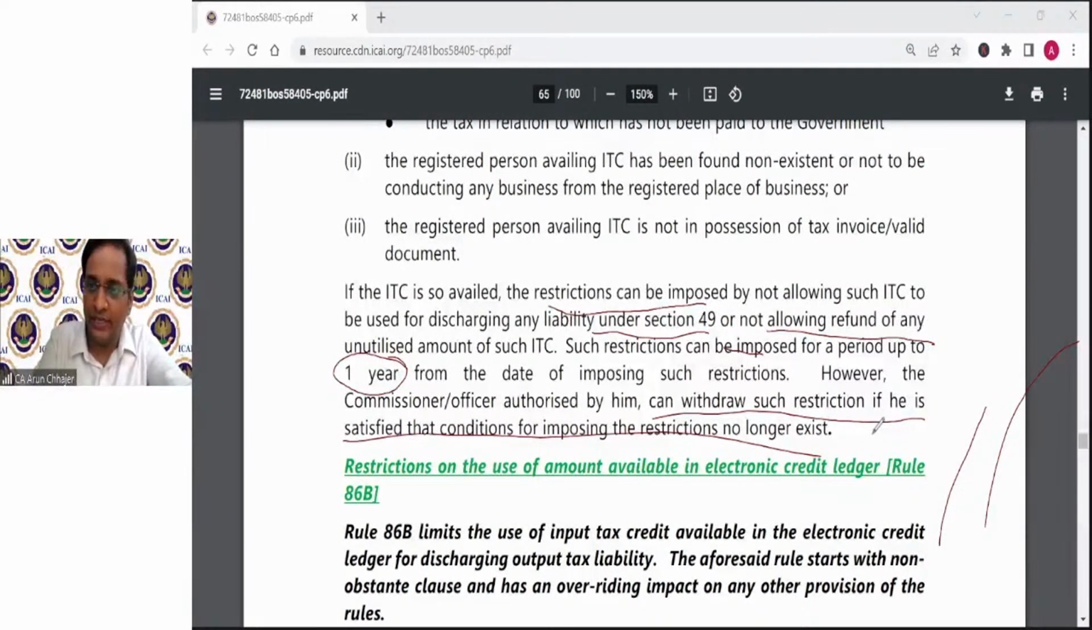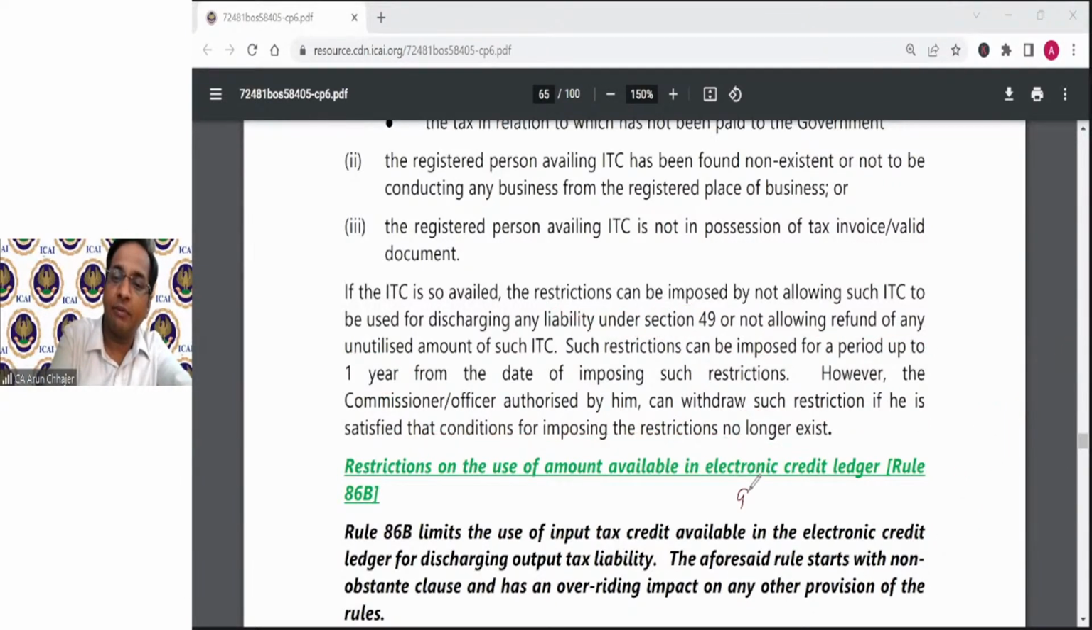Now we are moving to Rule 86B. 86B says that you can use a maximum of 99% ITC for the discharge of tax liability. 1% of the tax liability has to be paid in cash. 1% आपको कैश में पे करना ही होगा. कब? If you are covered by Rule 86B. However, there are certain provisos in Rule 86B in which we are not covered by this 1% criteria.